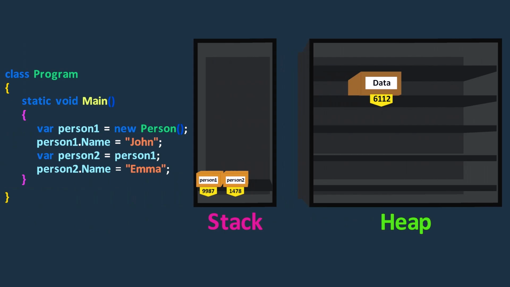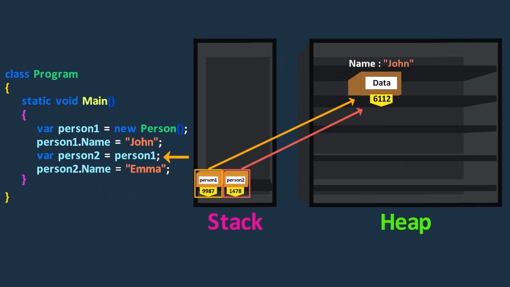Now, let's move on to reference types. As you know, reference types store a reference to the actual data in memory. When we declare a variable of a reference type, the memory allocated to that variable holds a reference to the actual data. Here, in this example, we create a person object and assign the name property to John. Then we assign person 1 to person 2. At this point, both person 1 and person 2 point to the same person object in memory, with the name value being John. Therefore, when we modify the name value of person 2 to Emma, the name value in person 1 is also changed.